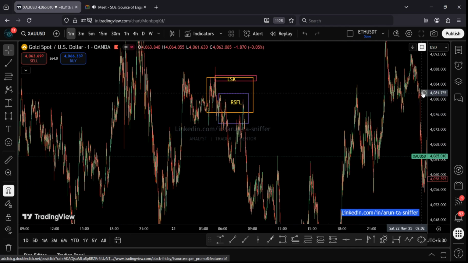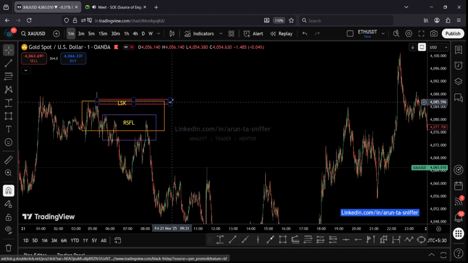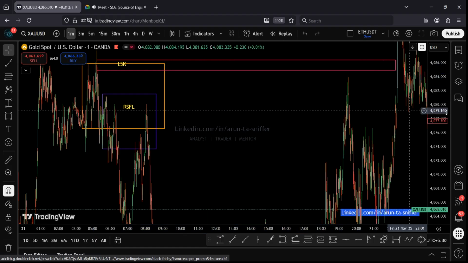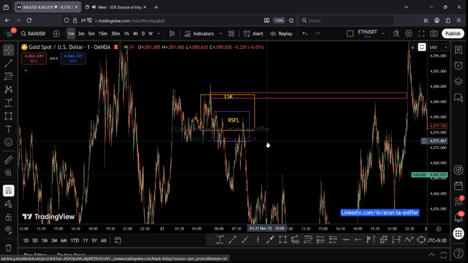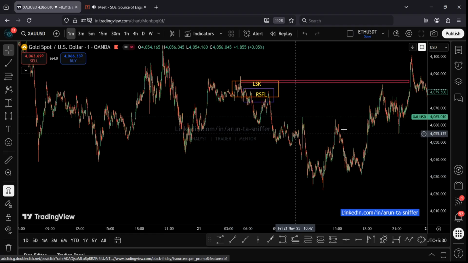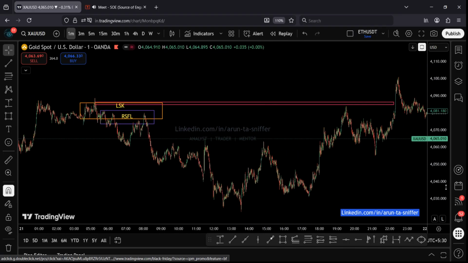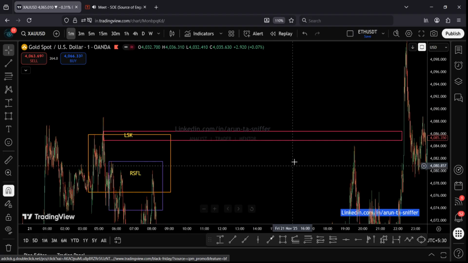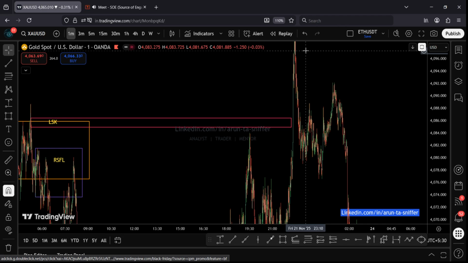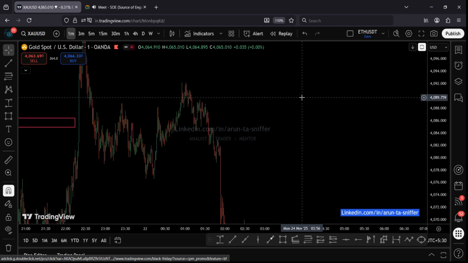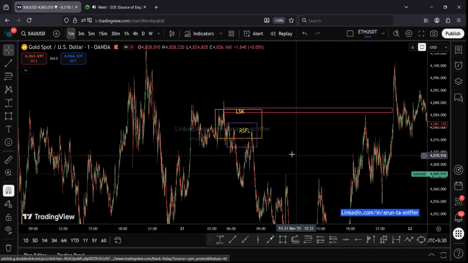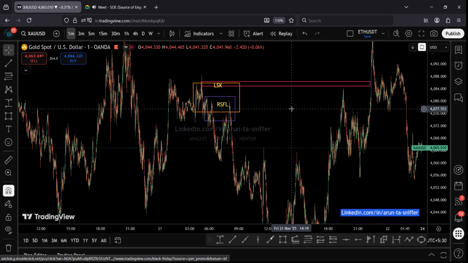Price has reached the target. So what happened when price comes back to this LSK? This could not hold the price. Why? The price has already reached the target at the downside. This is our LSK, and LSK could not hold the price here, and price crossed this. Right? So this was our example of RSFL.